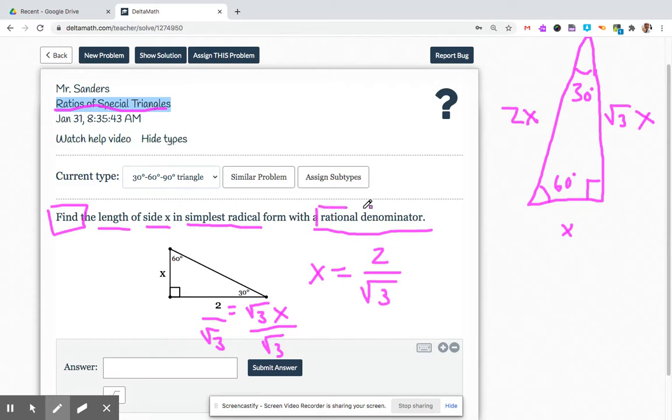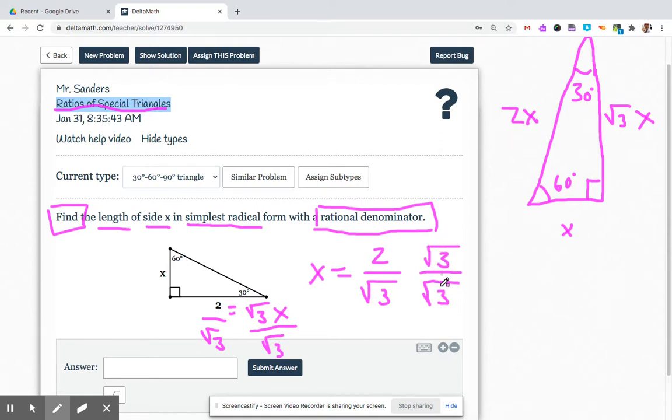We do not have a rational denominator. Rational meaning it's a regular number, like a fraction or a decimal that stops. This is a square root. This goes on forever. So the trick is we have to multiply by exactly the same square root. So we multiply by square root of 3. What you do to one, you have to do to the other, square root of 3.